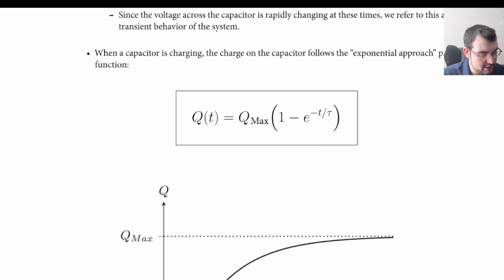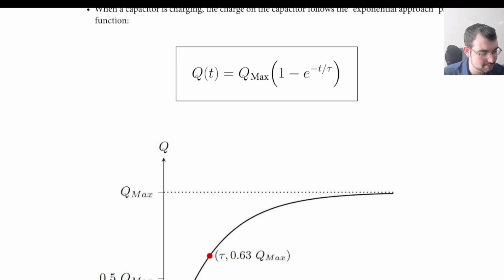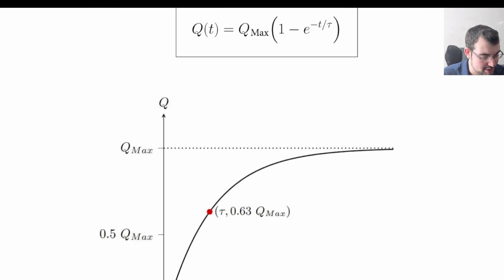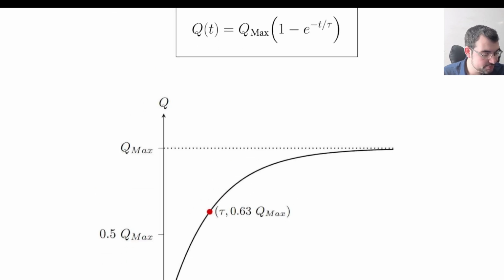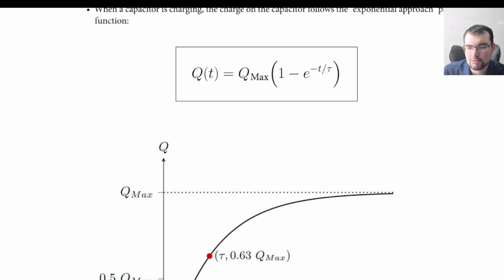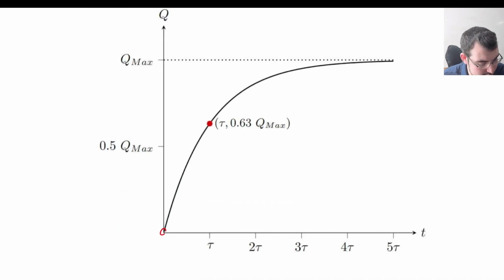So if your circuit quantity is building up, it follows this parent graph, which I've been calling exponential approach. Some students in my class have been calling this exponential zombie for a reason I cannot possibly explain. But I call this exponential approach, where it's definitely a decay, but it's the rate that's decaying. So the charge on the capacitor starts at 0, ends at some maximum Q. And how does it get there? Well, it's actually this decreasing slope curve.